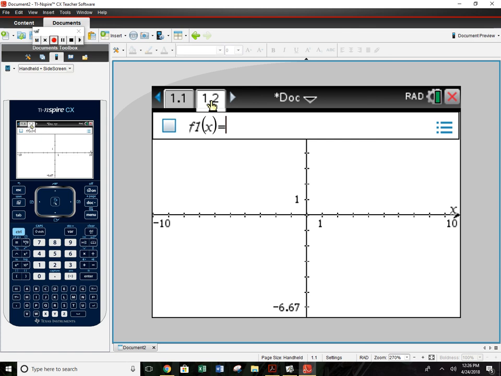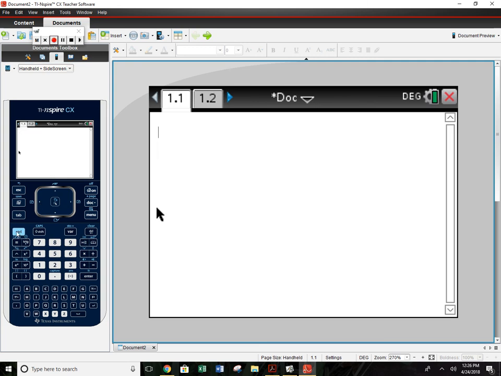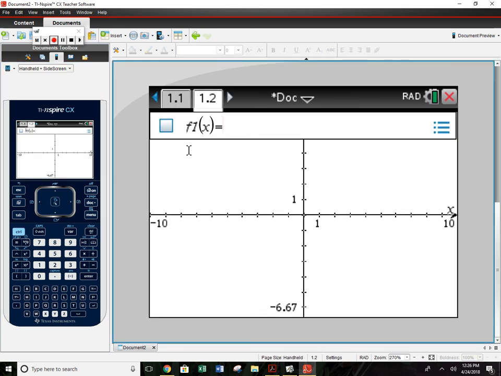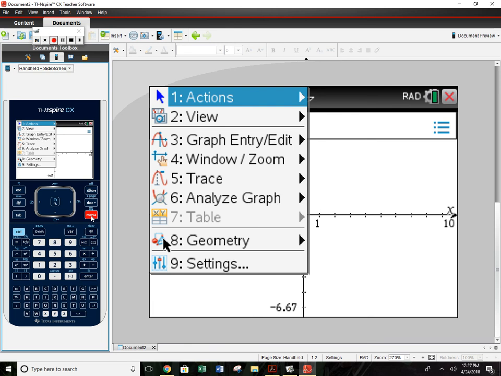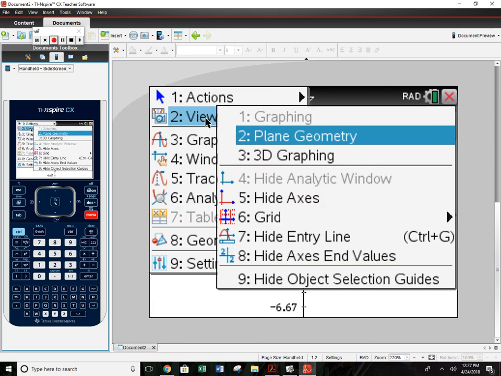Okay, now on page 2, let's do this. If you want to go back and forth, you just hit the yellow button on left or yellow button right. So everybody go to the graph. Hit menu. Menu's in the top right-ish. Hit menu. And let's go to view. Option number 2, click on view.